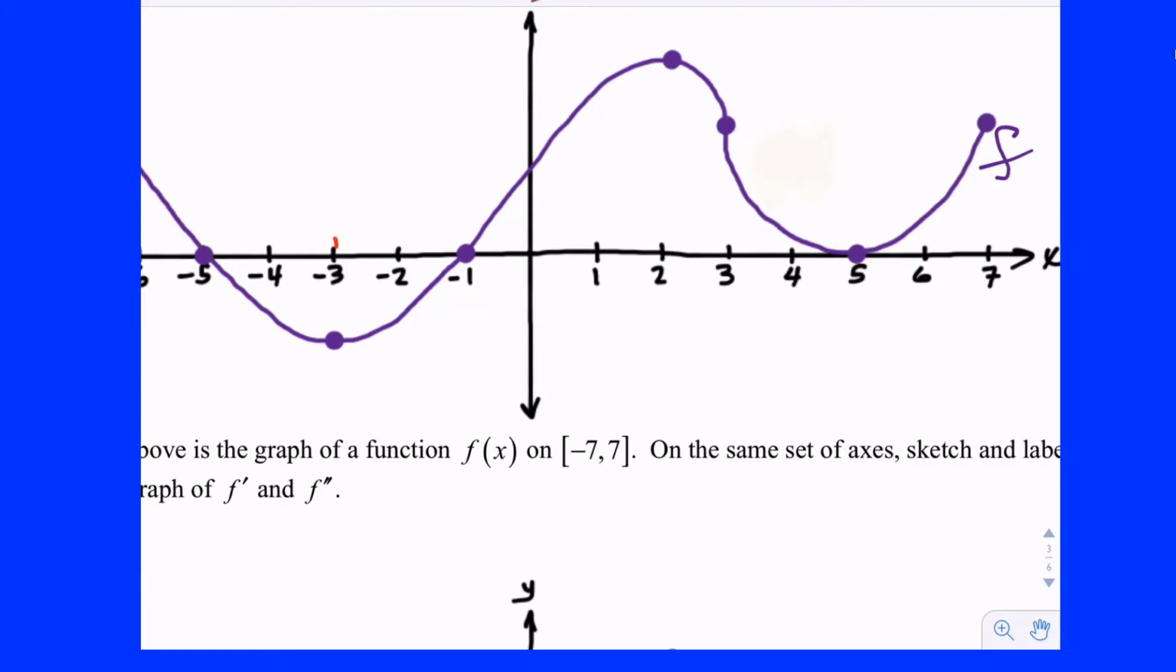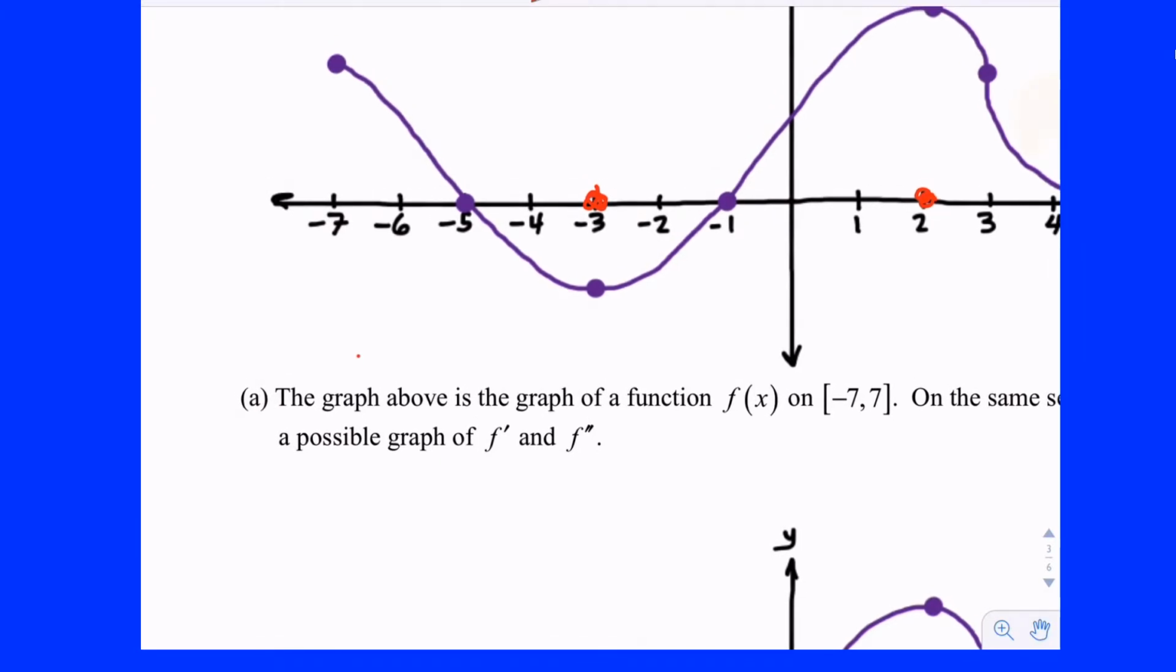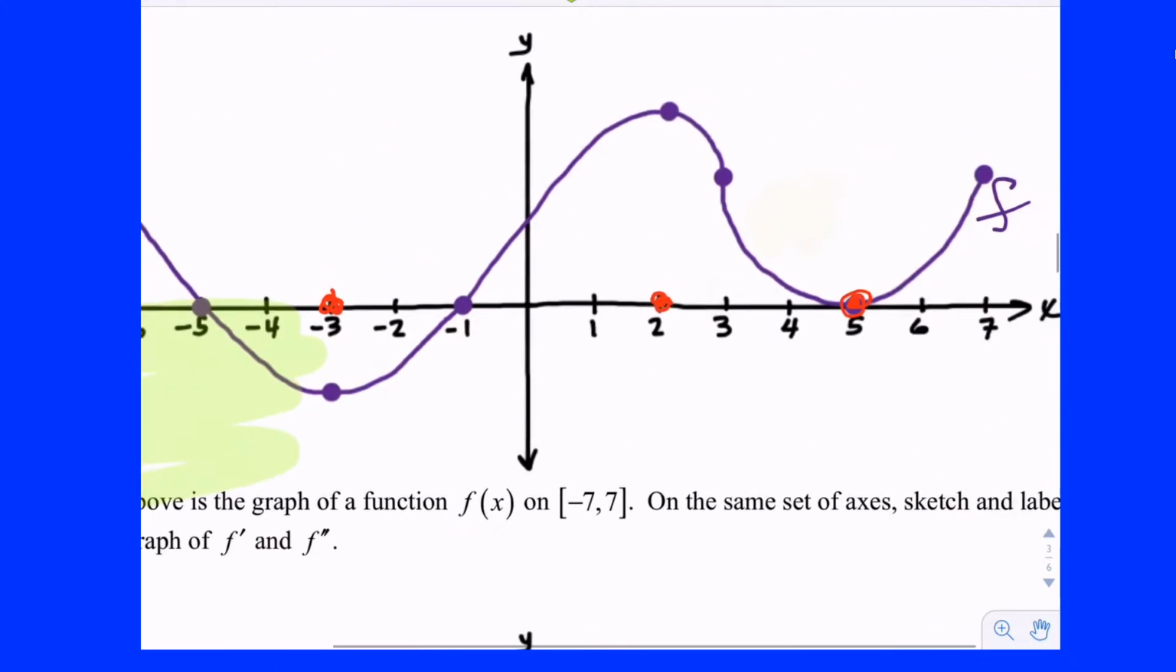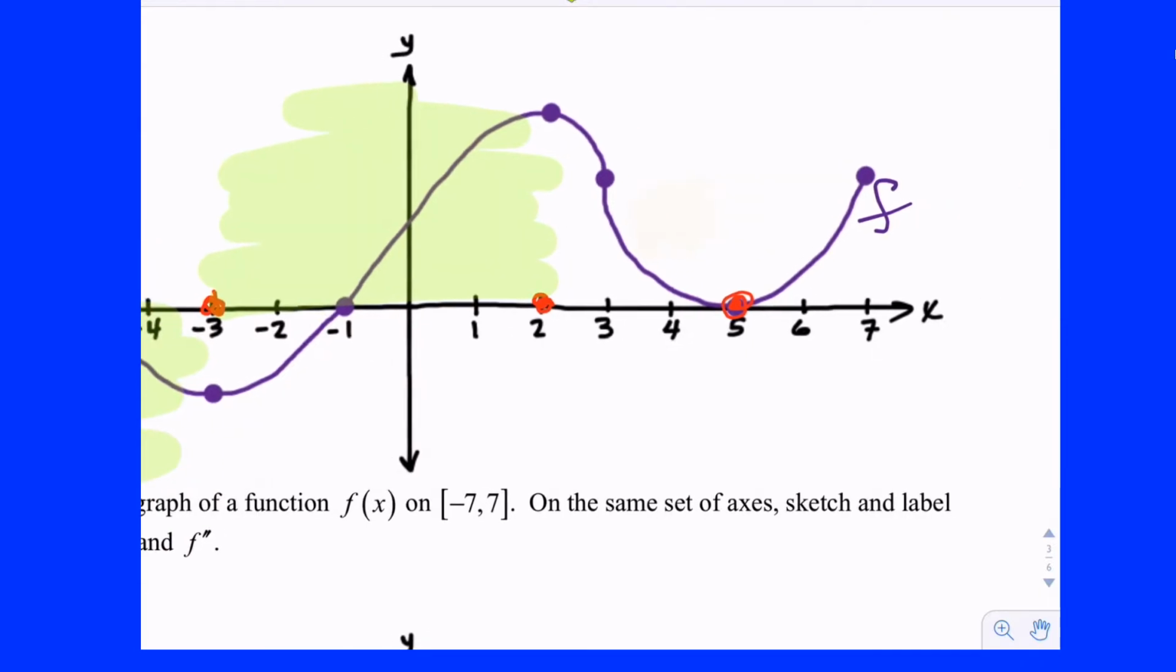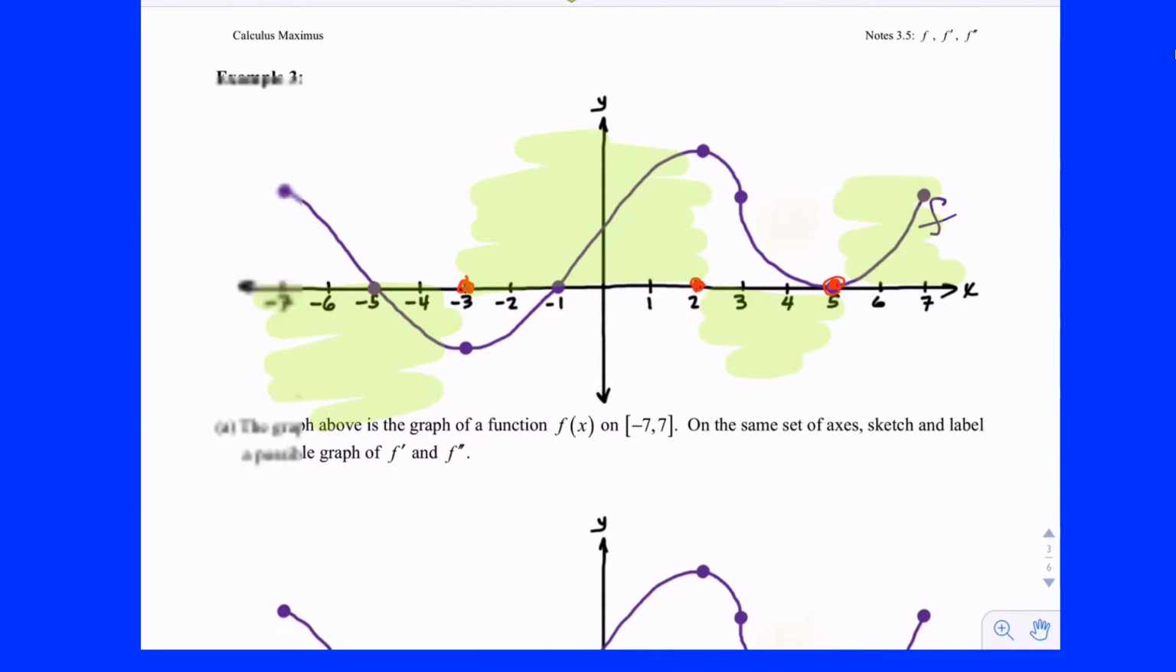Horizontal tangent, x-intercept. Horizontal tangent, x-intercept. Horizontal tangent, x-intercept. Got it? Now, to the left of the first x-intercept, because our function in purple, or eggplant, is decreasing, our derivative values are going to be negative. Between -3 and 2, the graph is increasing, so our values are going to be positive. And then we're decreasing, and then it's increasing, so positive. So the shaded regions are where my derivative graph is going to live.